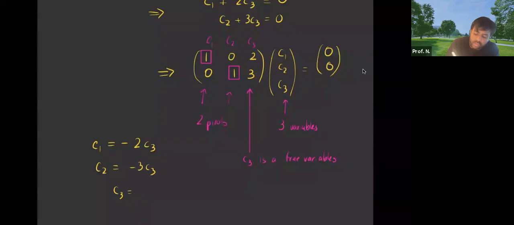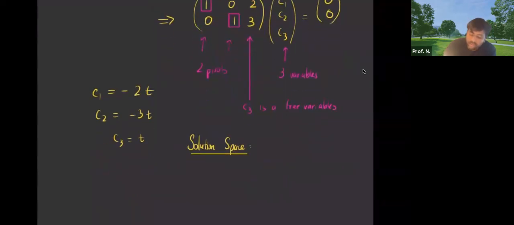And normally what we do is we treat this as a parameter, and we get something like this. So look at this, guys. What's our solution space? Remember, the solution space itself is a subspace. So for everything that's in this solution space, I have something that looks like this: negative 2t, negative 3t, t, or in other words, t is a multiple of (negative 2, negative 3, 1).